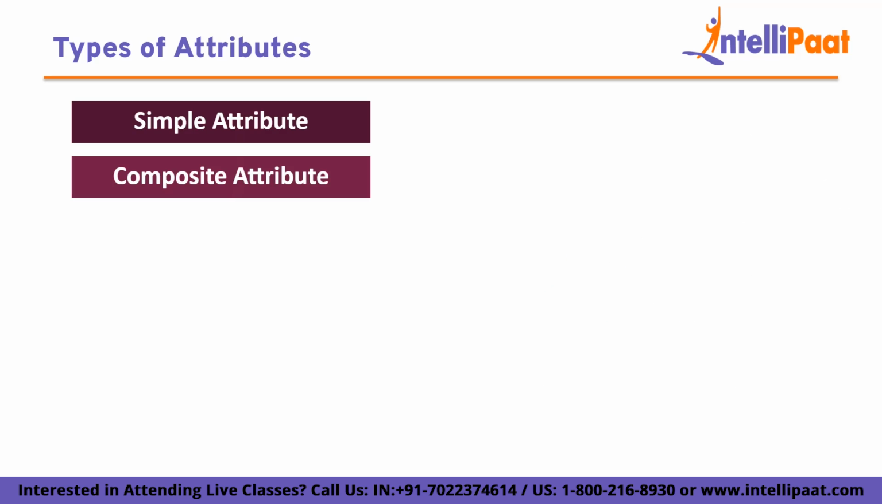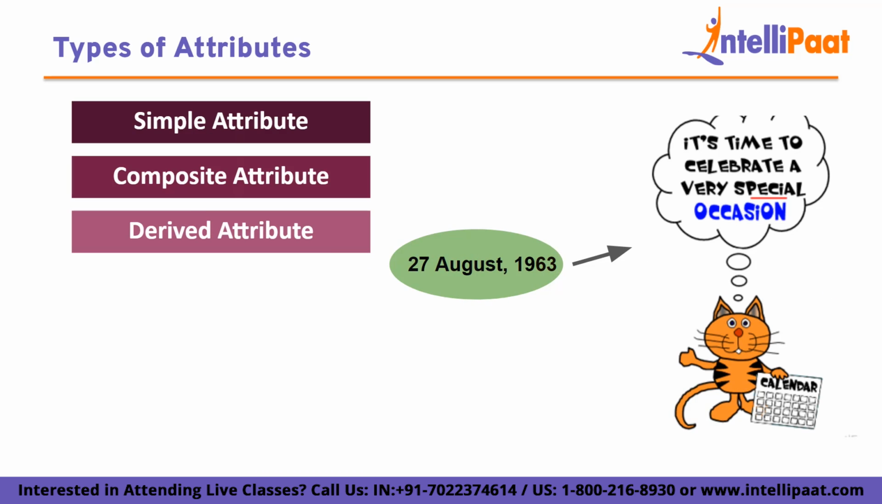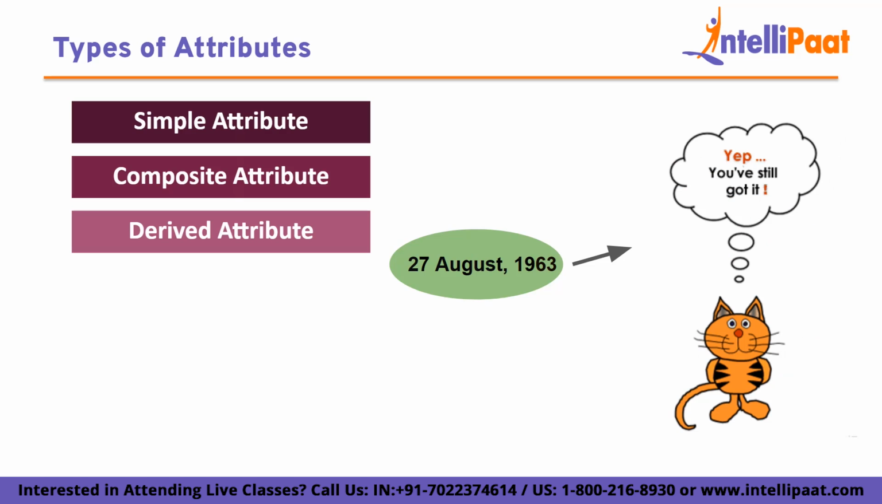Now moving on to our next attribute, that is derived attribute. A derived attribute is derived or calculated based on other attributes or values within the database. It is not directly stored in the database but can be computed or derived from other attributes using a predefined formula or algorithm. For example, age can be a derived attribute if it is calculated based on the date of birth attribute.